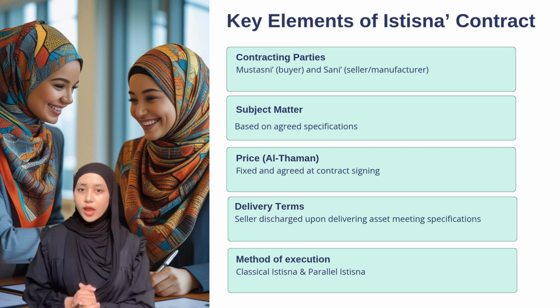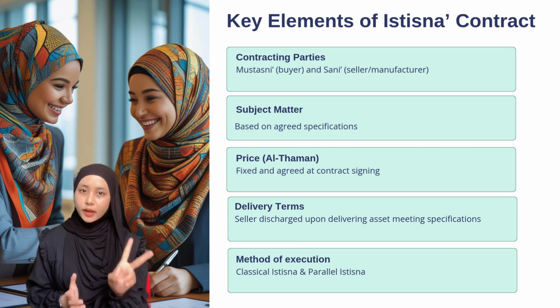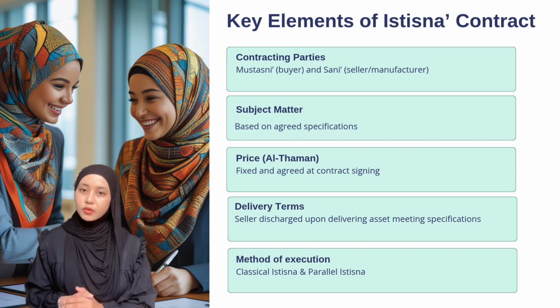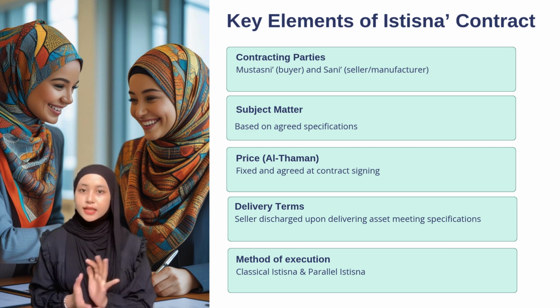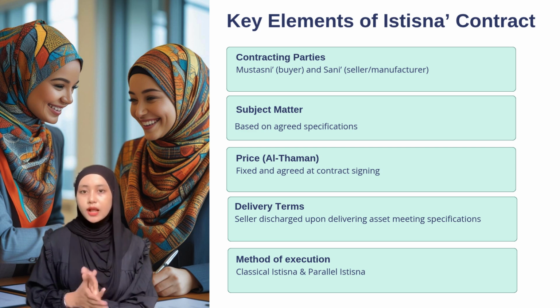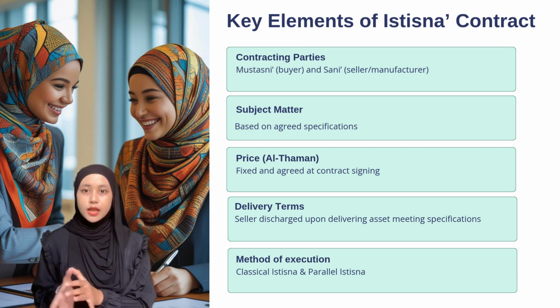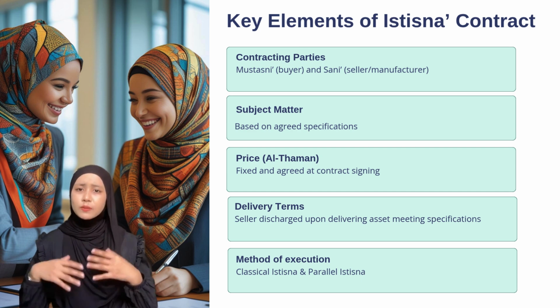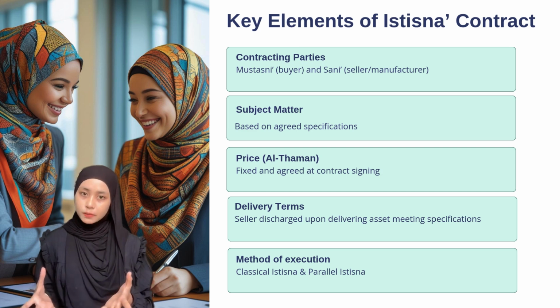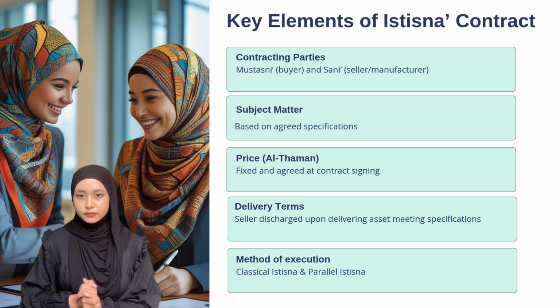The last key element is the method of execution. First, classical Istisna, or direct execution, only involves two parties, namely the buyer, Mustasni, and the seller, Sani. Second is parallel Istisna, or indirect execution, which involves three parties and consists of two separate contracts. The first contract is between the ultimate purchaser, which is the customer, and the seller, the Islamic bank, where the Islamic bank as seller is responsible to deliver the asset to the customer according to the given specification.